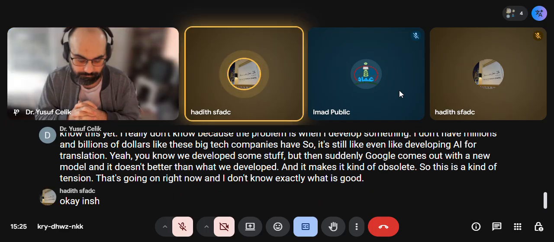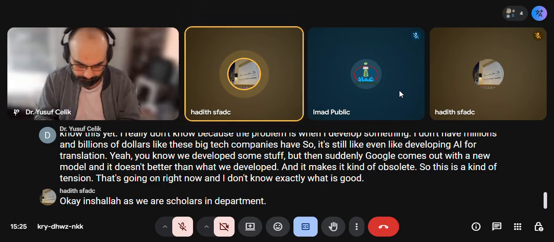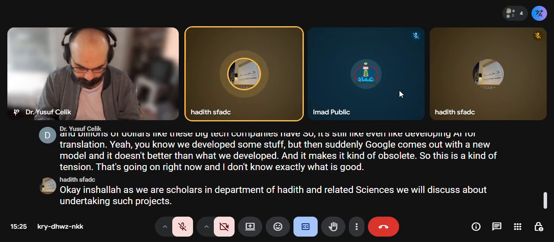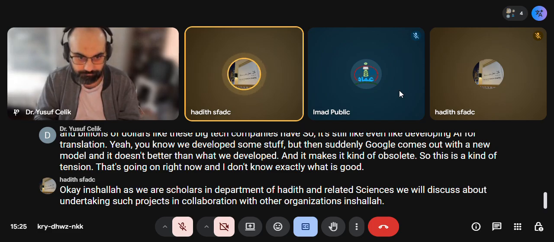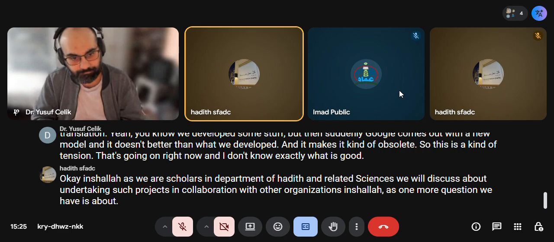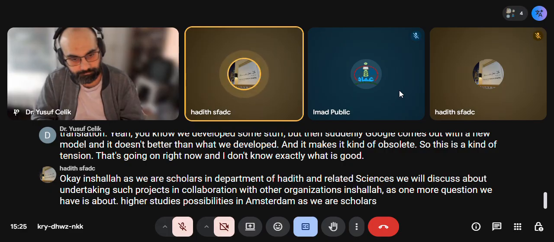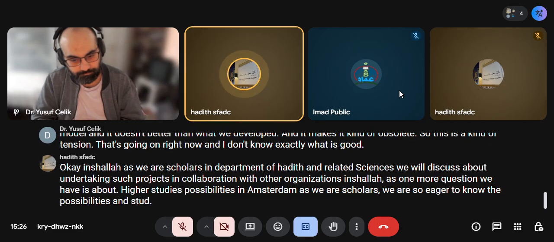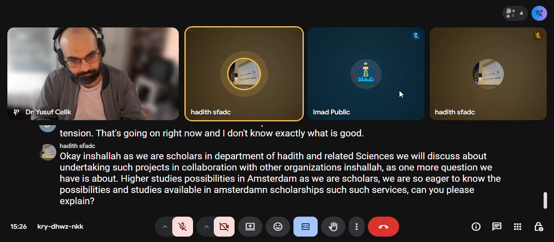Okay, inshallah, as we are scholars in Department of Hadith and related sciences, we will discuss undertaking such projects in collaboration with other organizations, inshallah. So one more question we have is about higher studies possibilities in Amsterdam. As we are scholars, we are so eager to know the possibilities and higher studies available in Amsterdam, and scholarships, such services. Can you please explain it?